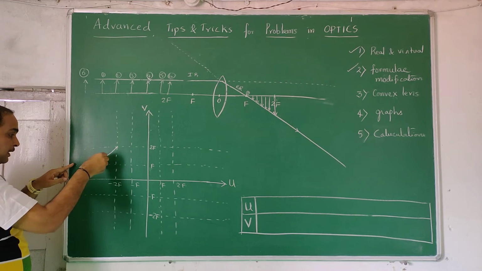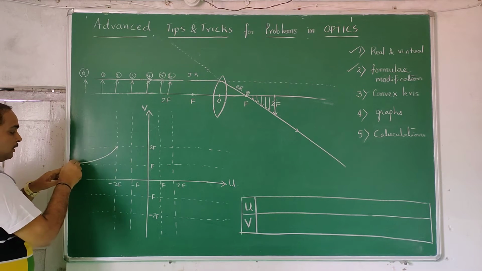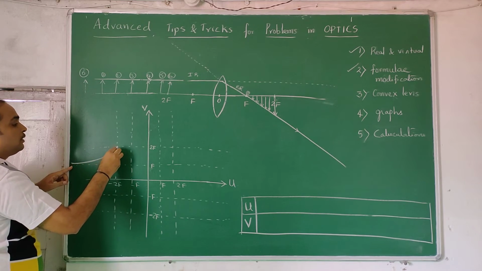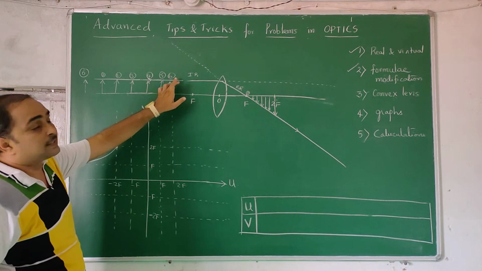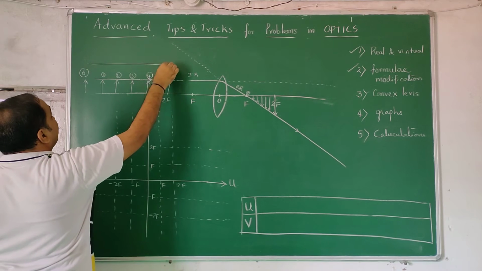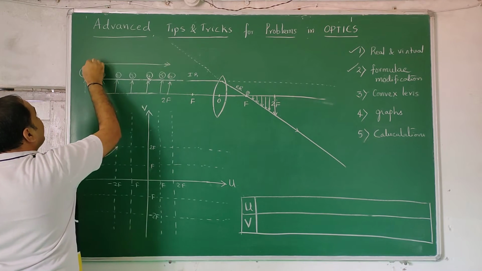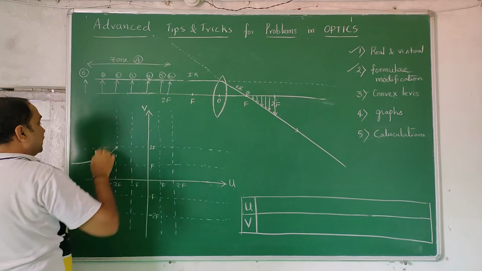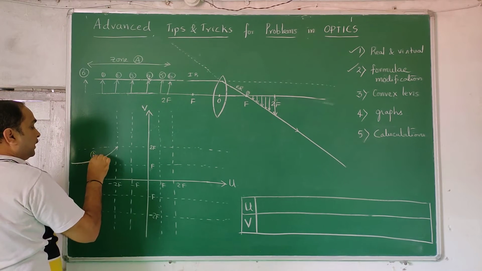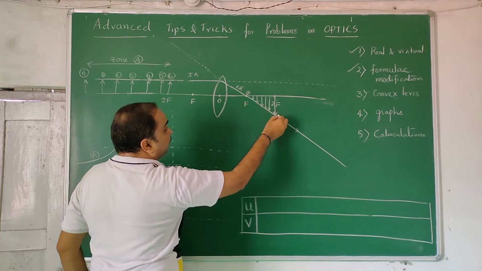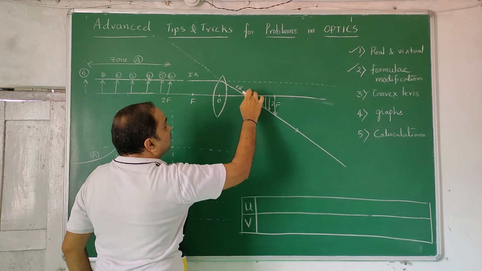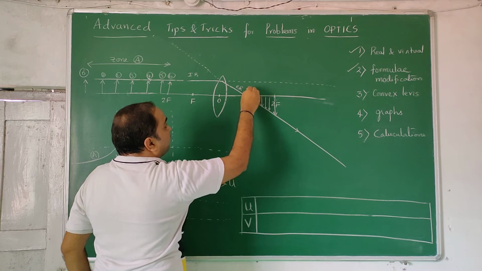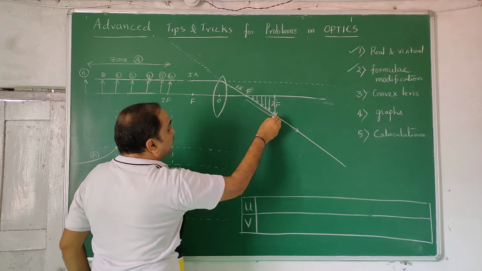So my graph will come like this. This is the graph up to here. So from 0 to 6, this I call zone A. This is zone A, and the corresponding image zone is this.